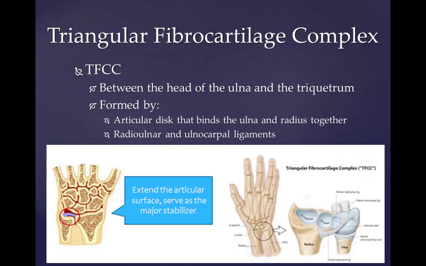The ulnar carpal ligament consists of the ulnar lunate and the ulnar triquetral ligaments. They originate from the ulnar styloid process and insert into the carpal bones of the wrist. The ulnar lunate ligament inserts into the lunate bone, and the ulnar triquetral ligament inserts into the triquetrum. These ligaments prevent dorsal migration of the distal ulna.